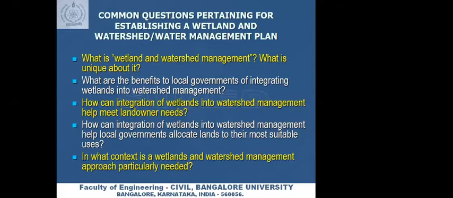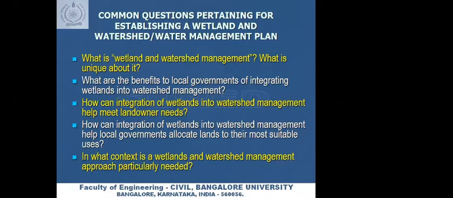For that sake, we need to understand what wetland hydrology is, and what the benefits are to local governments of integrating wetlands into watershed management. We need to address it. Then only the importance of wetlands comes into the picture, and more specifically wetland hydrology. Then, how can integration of wetlands into watershed management help to meet landowners' needs? Because people think, as landowners of the wetland, what is the use of this land? I'll dispose of it, or use it for some other purpose, convert it to something and then use it. So we need to address the landowner's needs and how the wetland is going to be beneficial for him.